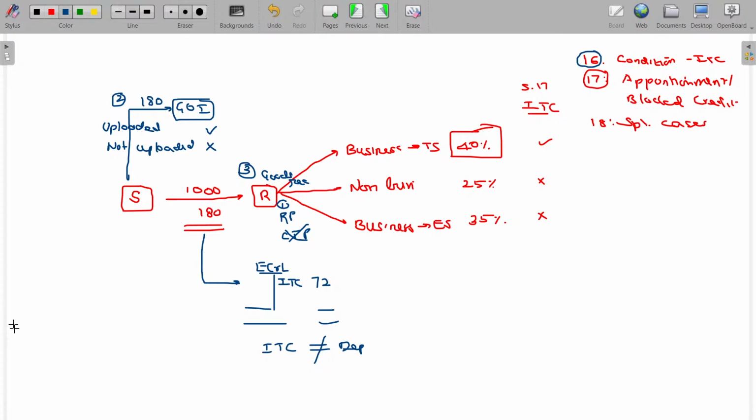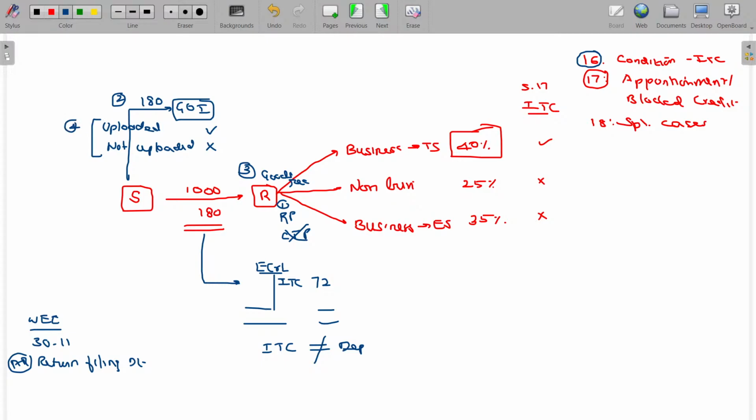The latest by which you can claim it is whichever is earlier of 30th November of the financial year or the annual return filing date. Annual return filing date, it is not the due date. Due date is usually 31st December. If he files ahead of that, then between these two dates, whichever is earlier, within which he can claim the ITC also.